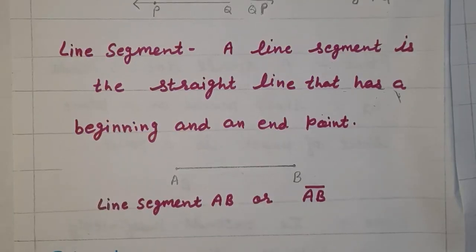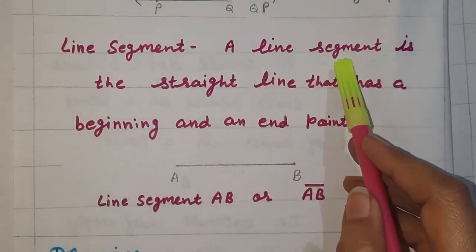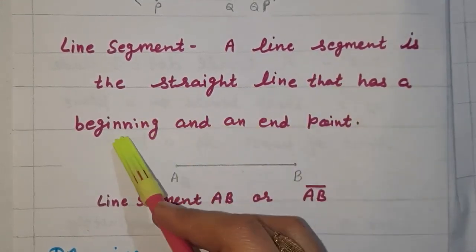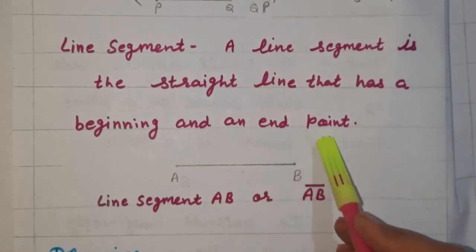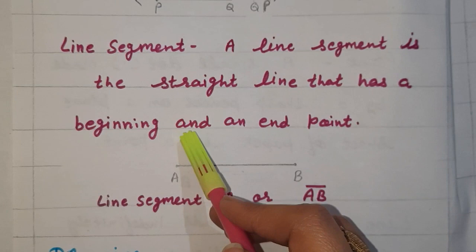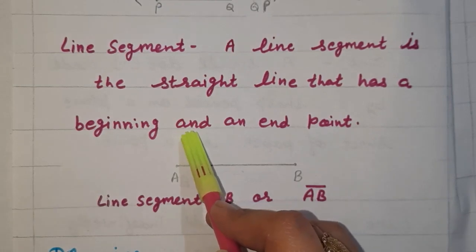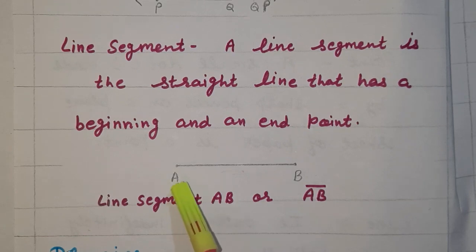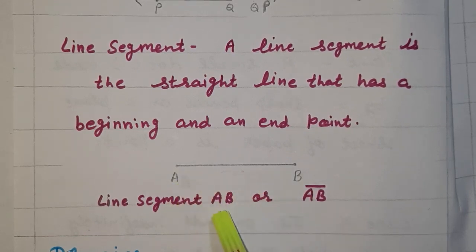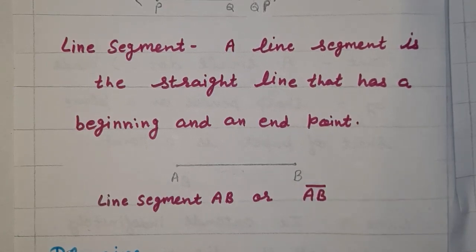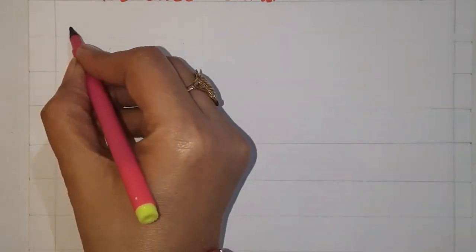Next is line segment. A line segment is the straight line that has a beginning and an end point, or we can define it as the part of a line having two end points, like line segment AB, or it can be written as AB with the symbol of line segment. Now we will do practice questions.